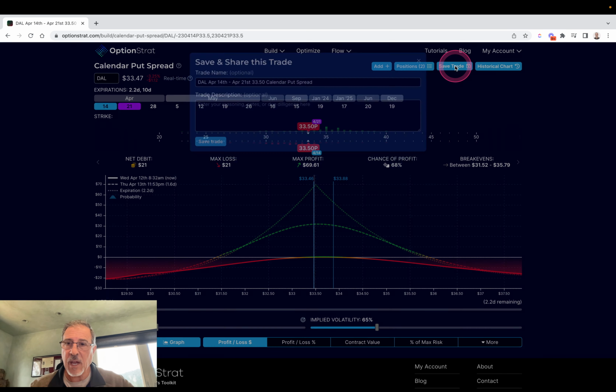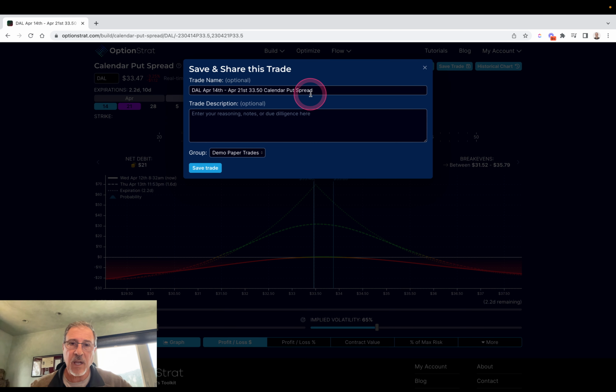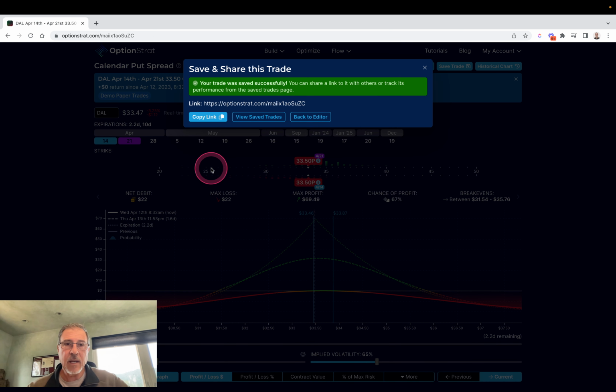I'm going to go ahead and save this trade. I'm going to save it as a, well, it's already marked calendar spread. It's going to be in my demo paper trade account. So I'm going to go ahead and lock that down. I'm going to copy the link and share the link with everyone as well.